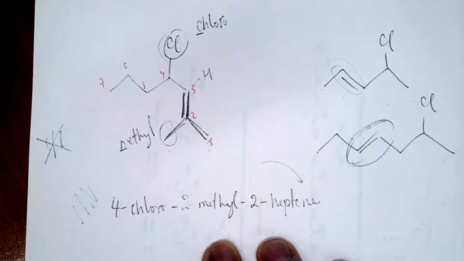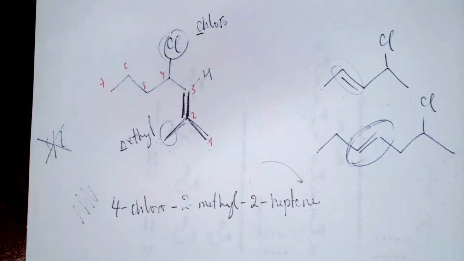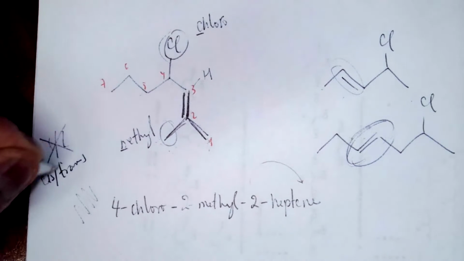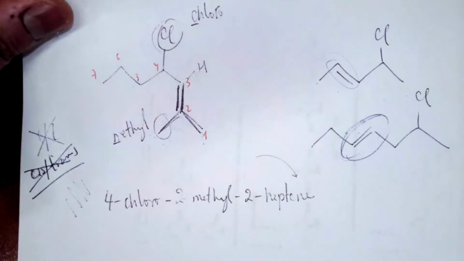What about the cis and trans? No, because I don't have twins. I need twins, right, to determine whether you have cis and trans. But here I don't have them. Okay, so no cis trans, no EZ. I'll just leave it like this.